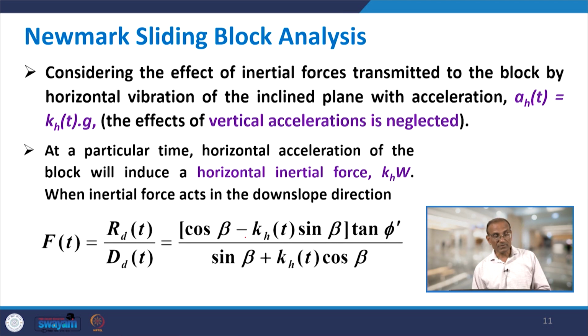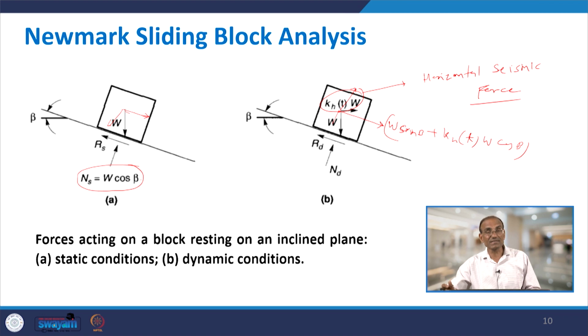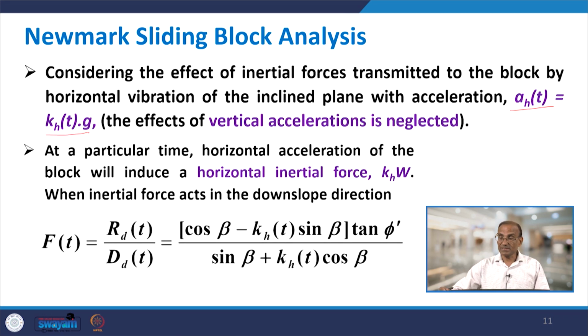Here you can see we consider the effect of inertial forces which transmit to the block by horizontal vibration with an acceleration aht. What is aht? It is the acceleration in the horizontal direction, which is kht into g. Kht is a coefficient which varies with time; it is not constant. As a result, the horizontal acceleration will also vary with time. So, here this equation is written by neglecting the effect of vertical acceleration.